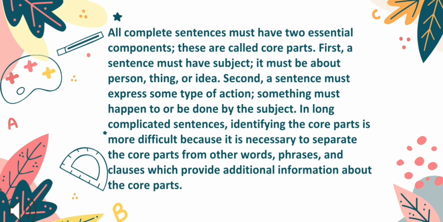All complete sentences must have two essential components. They are called core parts. First, a sentence must have a subject. It must be about a person, thing, or idea. Second, a sentence must express some type of action. Something must happen or be done by the subject. In long complicated sentences, identifying the core parts is more difficult because it is necessary to separate the core parts from other words, phrases, and clauses which provide additional information about the core parts.